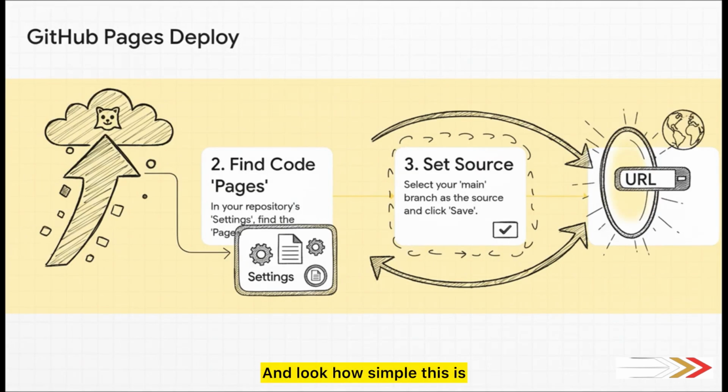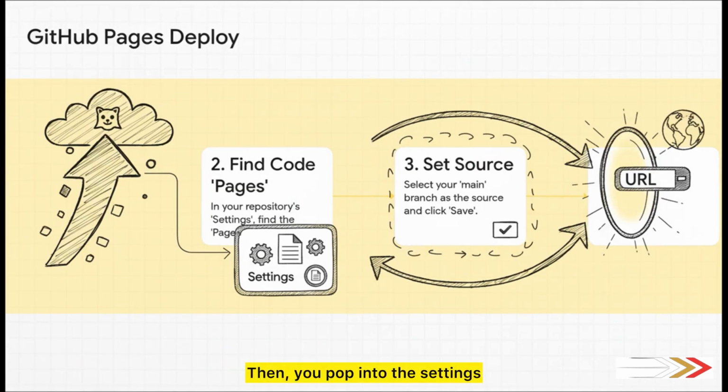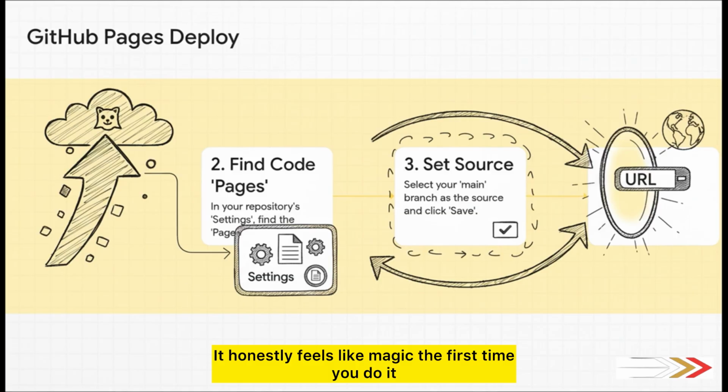And look how simple this is. You just push your code up to a new repository on GitHub. Then, you pop into the settings, find the Pages section, and tell it which branch to use, usually main. You click Save, and bam! That's literally it. GitHub gives you a live URL. It honestly feels like magic the first time you do it.